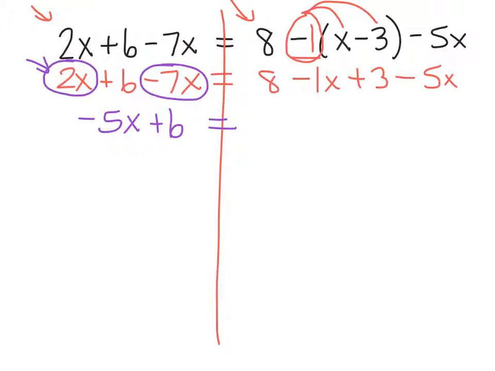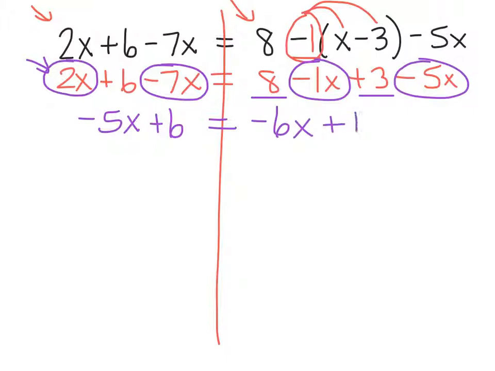On the right-hand side, we have a negative 1x and a negative 5x. So when we put those together, we get a negative 6x. And then we also have an 8 and a plus 3, which when we combine, we get 11. So now we've simplified both sides, and we do have variables on both sides. We have the negative 5x and the negative 6x.